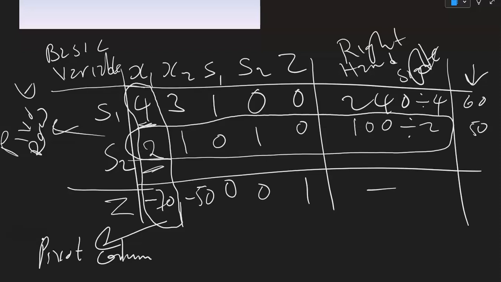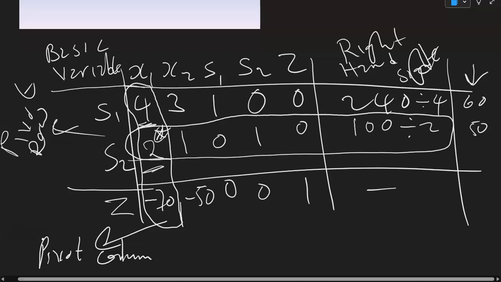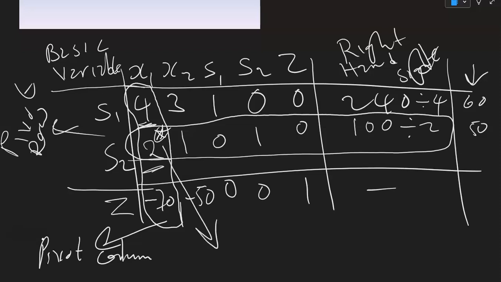Then after identifying the pivot row, you look at the intersection. Which number is in the intersection of your pivot column and your pivot row? You realize that this particular 2 that I've put a star on here is both in the pivot column and in the pivot row. It becomes your pivot number. You may call it your key pivot or your pivot number.